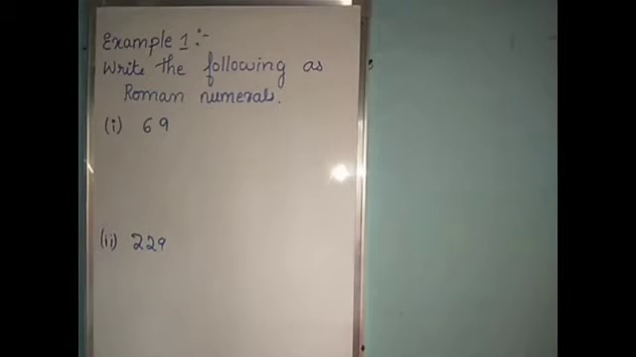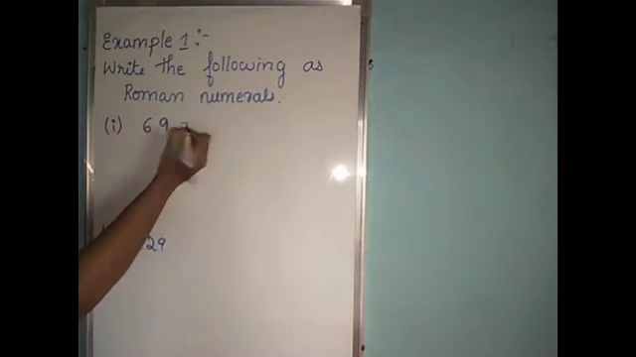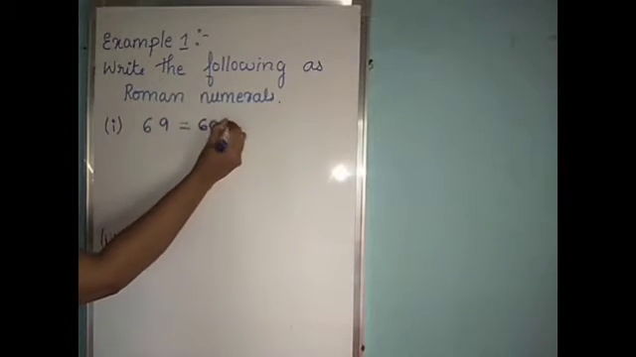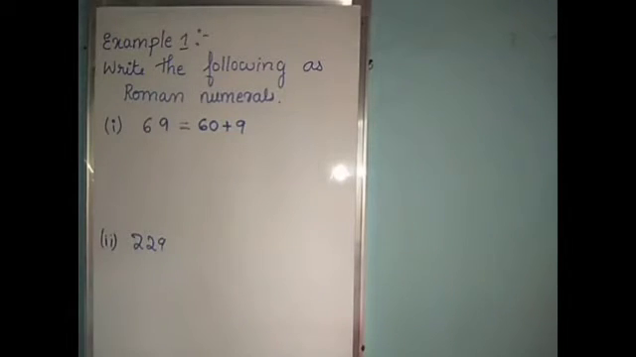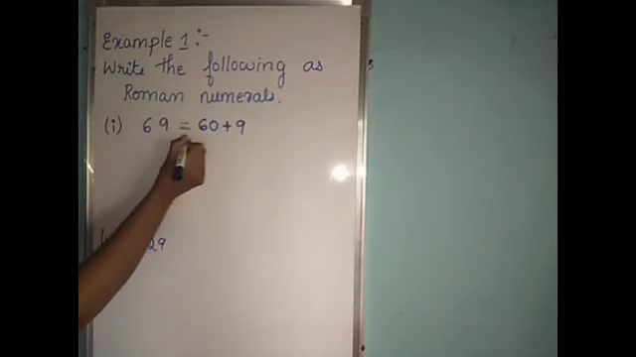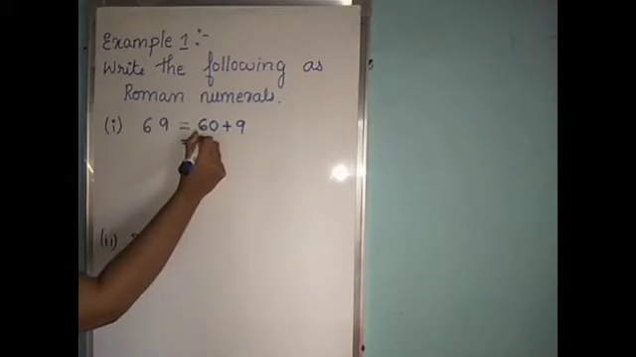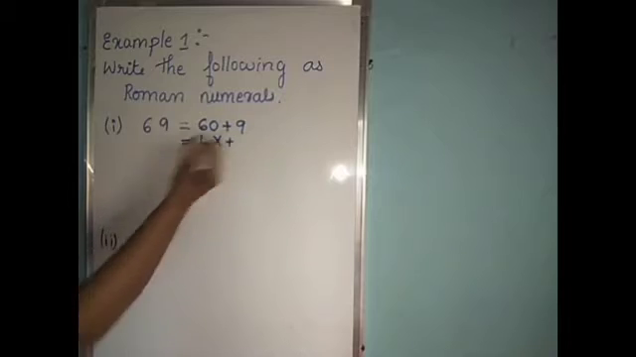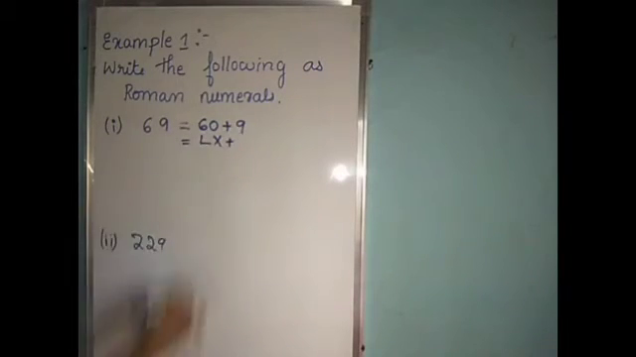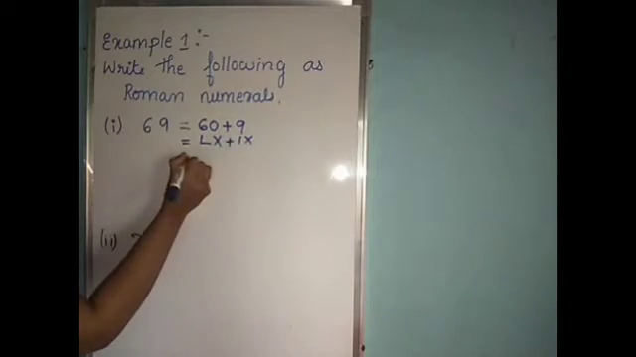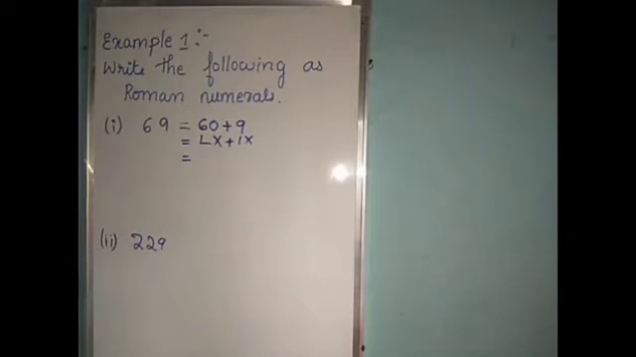First, we have to write expanded form of 69. So 69 is equal to 60 plus 9. Next, we have to write Roman numerals for each part. How we can write 60 in Roman numerals? We can write LX plus, how we can write 9 in Roman numerals? We can write IX. So what is the third step?